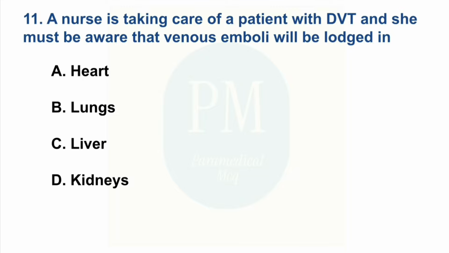A nurse is taking care of a patient with DVT and she must be aware that venous emboli will be lodged in option A. Heart. Option B. Lungs. Option C. Liver. Option D. Kidneys. The correct option is option B. Lungs.